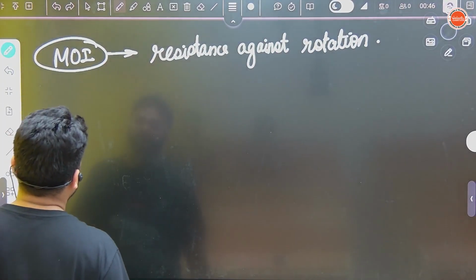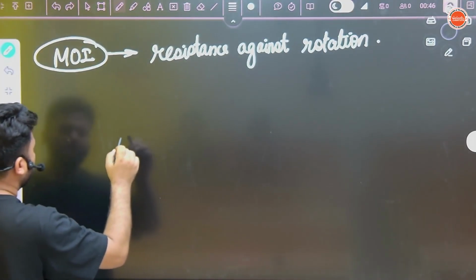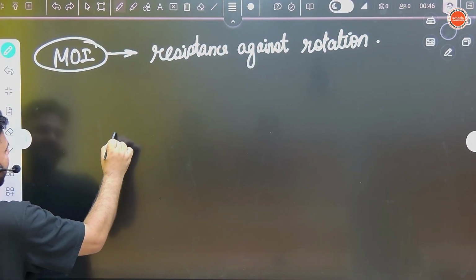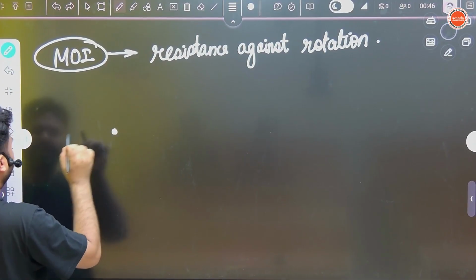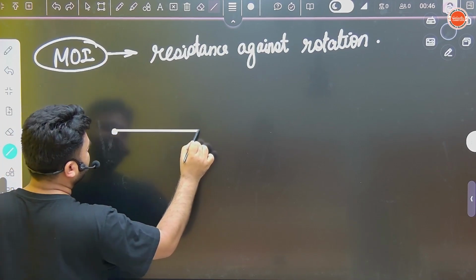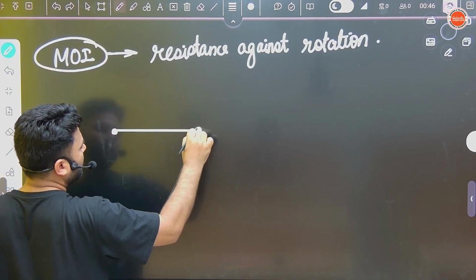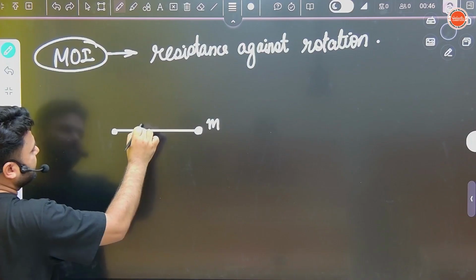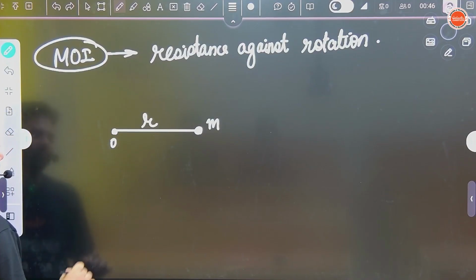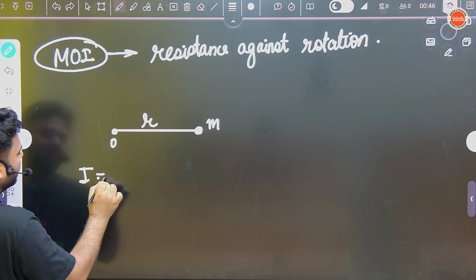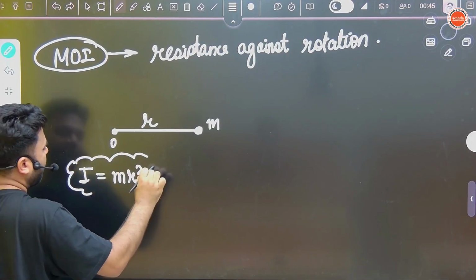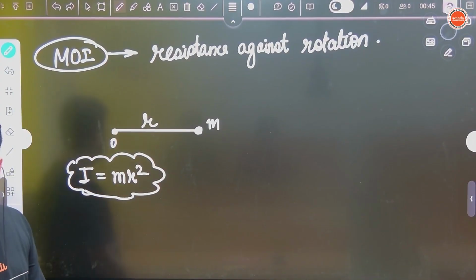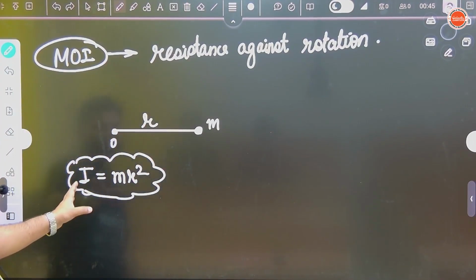How we calculate moment of inertia? See, suppose this is the axis of rotation. From here it is important. Suppose this is the axis of rotation and there is any mass here, at a distance r, this is the center of rotation. Then we define moment of inertia equals to mr square. I equals to mr square. Correct? This is how we calculate moment of inertia.